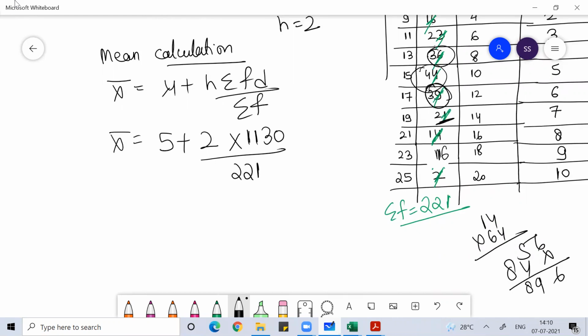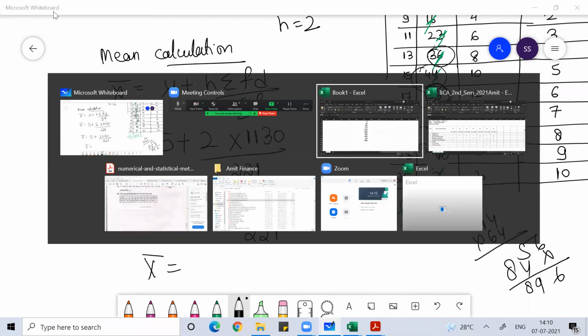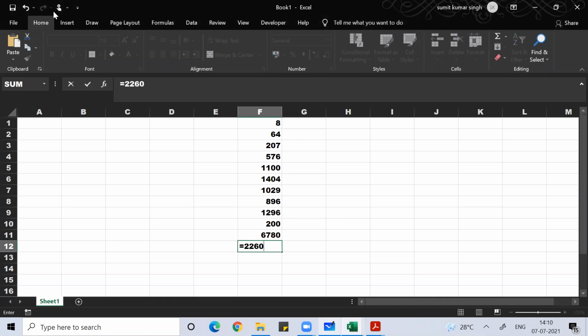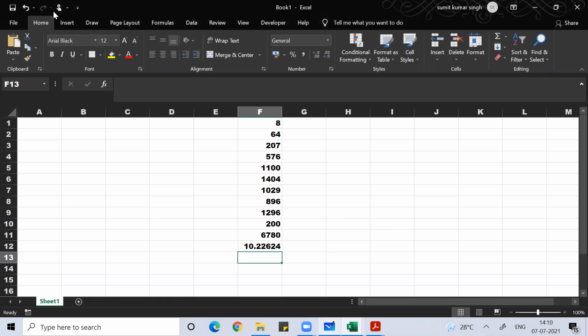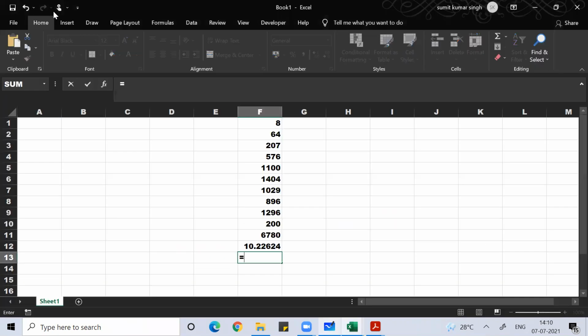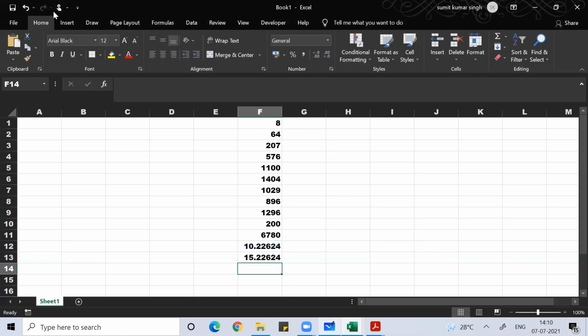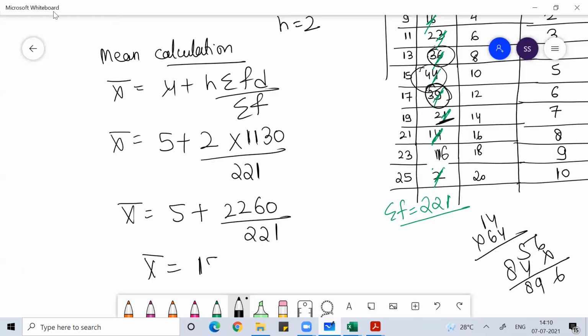Sum of f is 221, right? So this is 5 plus 2260 by 221. Mean is equal to 2260 by 221, which is 10.22624. Plus 5 means this plus 5, 15.22624. This is your mean.